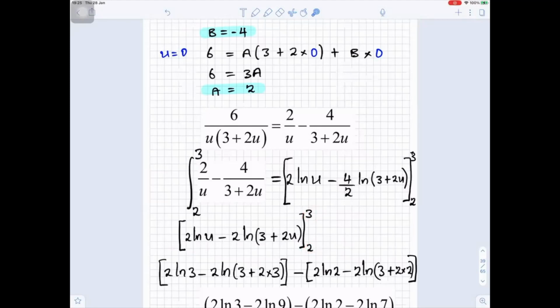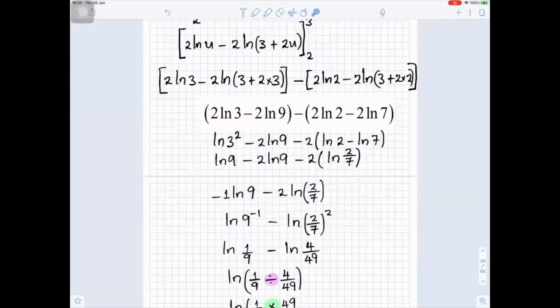We need to substitute in 3 and substitute in 2. So what you would do now is 3 will go in there and in there. And 2 will go in there and 2 will go there. Substitute 3 and 2 and you simplify. So 2 ln 3 minus 2 ln 3 plus 2 times 3. So you will get 2 ln 3 minus 2 ln 9 minus bracket 2 ln 2 minus 2 ln 7.